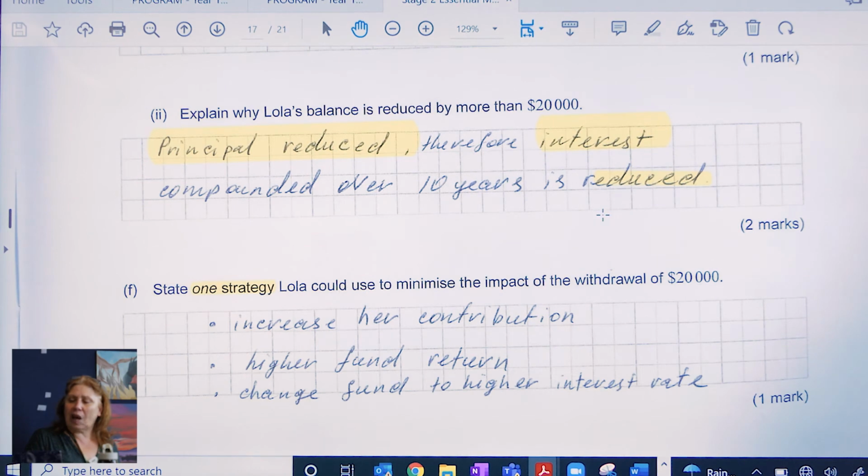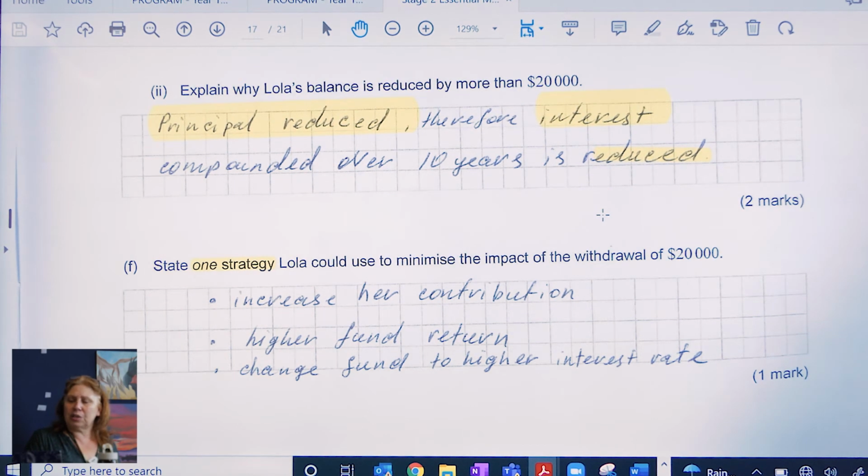And again, a worded discussion question where students are struggling. Explain why Lola's balance is reduced by more than 20,000. So in general, we want to see that the principal was reduced, so the interest was reduced. The principal she withdrew means there's less money there, okay? It's not exactly these words they need to use. Their own words are okay, English, rich language, we like it, okay? But we want to see that this money was withdrawn, so there's less money in the account and less interest, so the balance is less.